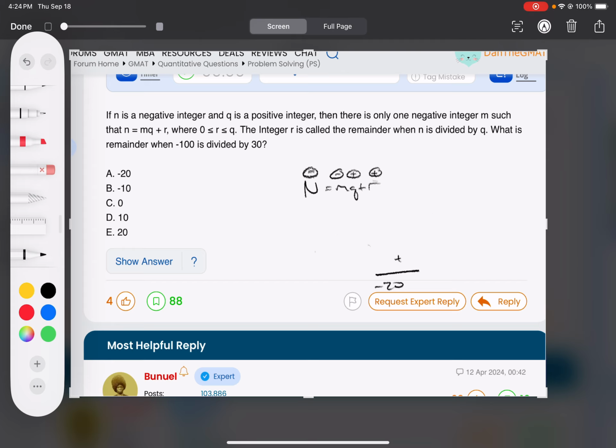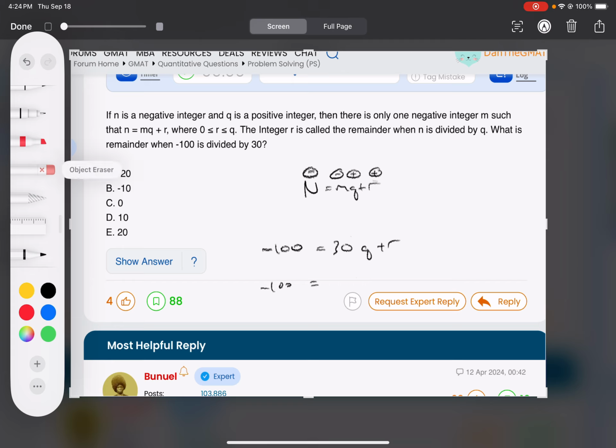Okay. So now seeing that, I would do negative 100 divided by 30. I've got to overshoot. This Q has to be such that I overshoot negative 100. I go more negative for that. So Q can't be 3, of course. It needs to be 4 to make this negative 120.